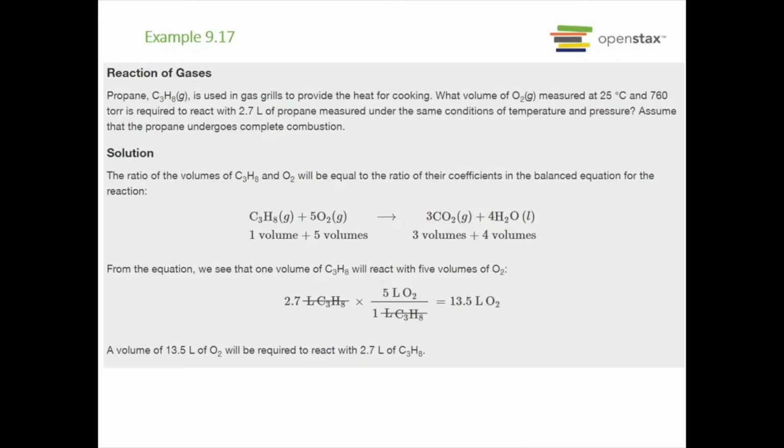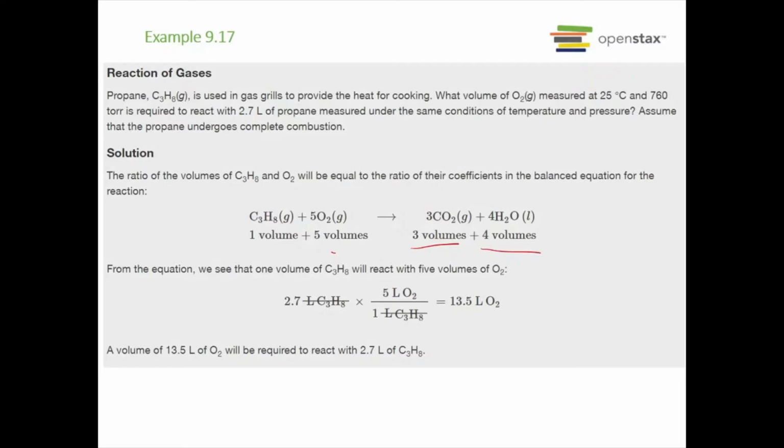Propane, we're reacting it with oxygen at 25 degrees Celsius and 760 torr. React with 2.7 liters of propane measured under the same conditions, and we want to figure out our volume of oxygen here. So we can look at this and say, okay, 1 volume or 1 mole, remember they're proportional, plus 5 volumes of oxygen is going to give us 3 volumes of carbon dioxide plus 4 volumes of water.